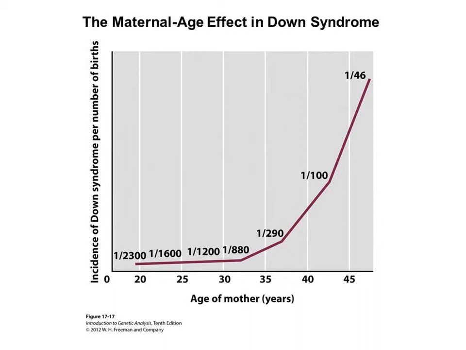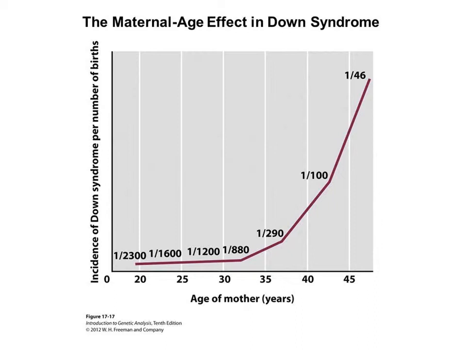This graph here shows the importance of not waiting. So they did a study and looked at the average age of a mother that has a child with Down syndrome. As you can see, in the early 20s, the females that create babies have a 1 out of 2,200 chance of creating a baby with Down syndrome.